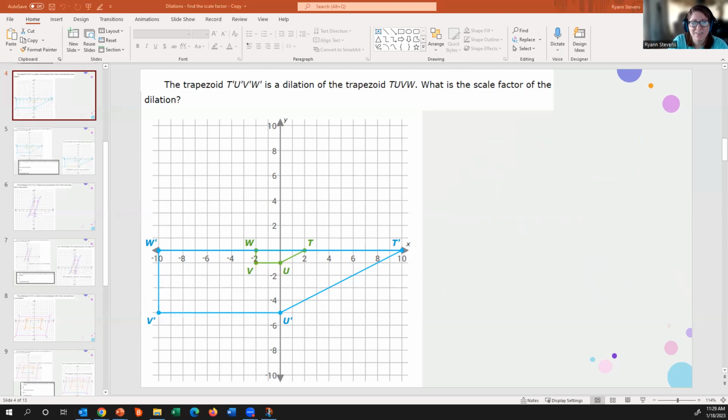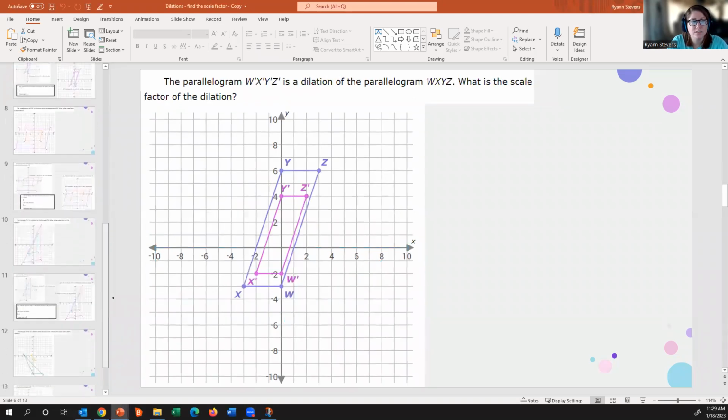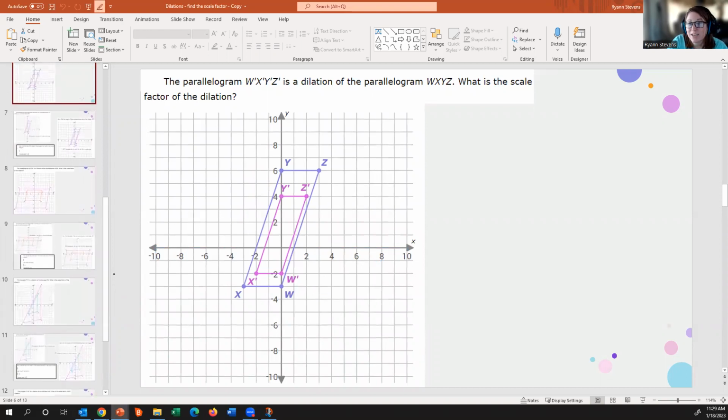All right, let's look at another example. We're still looking for that scale factor, solving for the scale factor from pre-image to the image. So this is a parallelogram, and it is dilated. We want to figure out what the scale factor is. So we've got W, X, Y, and Z, which is our pre-image. And then we have, let's do this in a different color, W', X', Y', and Z', which is our image.